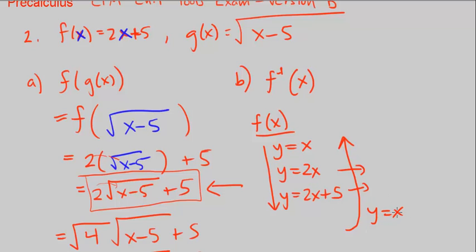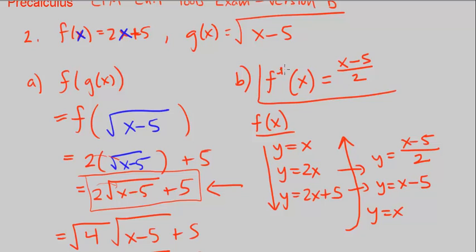So start with y is x again. What's the opposite of adding 5? Subtracting 5. What's the opposite of multiply by 2? Well, you always take the whole thing, do whatever you do to it. So it's not multiply by 2, it's divide by 2. Okay, and then you're done. So that's the inverse function of f, right? And box your answer.